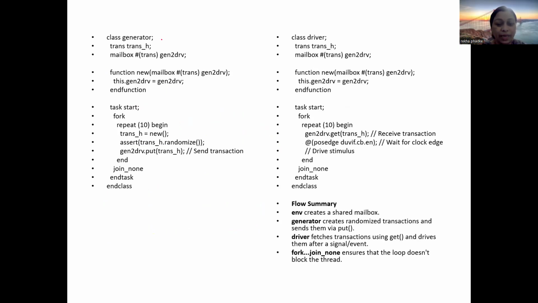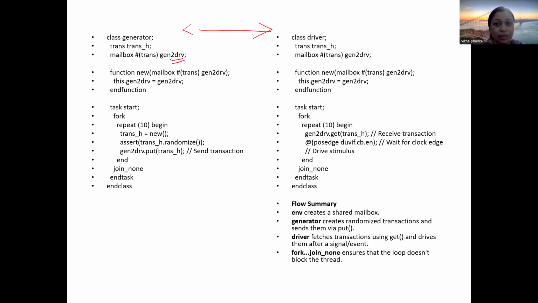For example, here I have two processes. We have class generator and we have class driver. So we are trying to communicate between the two. Generator and driver are communicating with each other. So the mailbox is a typed mailbox, which is of type trans. It belongs to the class trans, and the object of class trans is trans_h. And we are creating a mailbox by the name gen2drv, right? That's the generator to driver.